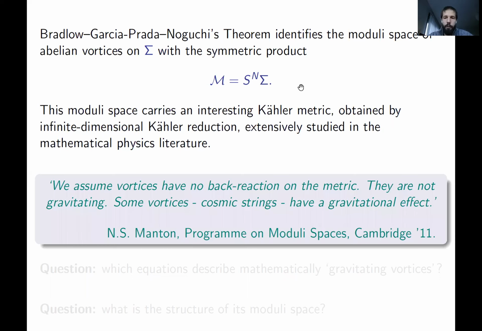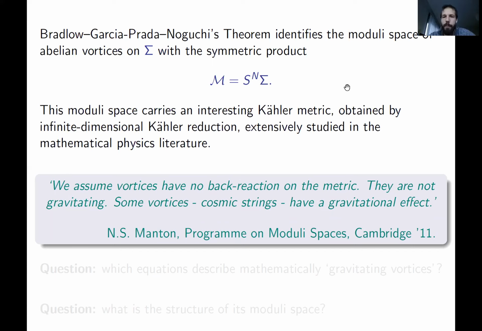So in a conference in Cambridge in 2011 that I was attending, Nicholas Manton gave a talk about abelian vortices and made the following comment. He was talking about the moduli space of abelian vortices, and he said that we assume in our talk that vortices have no backreaction on the metric. There are other vortices which are gravitating, like cosmic strings, which have a gravitational effect.